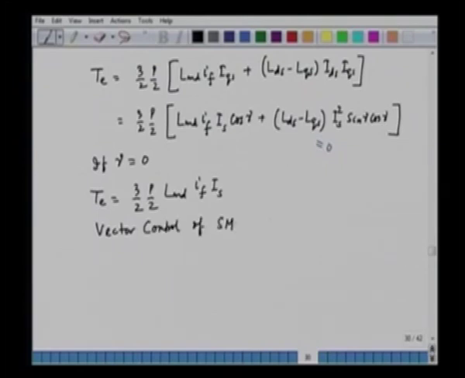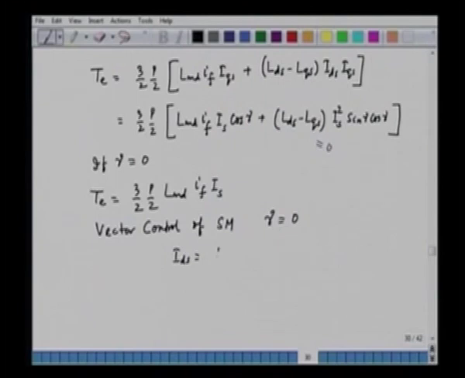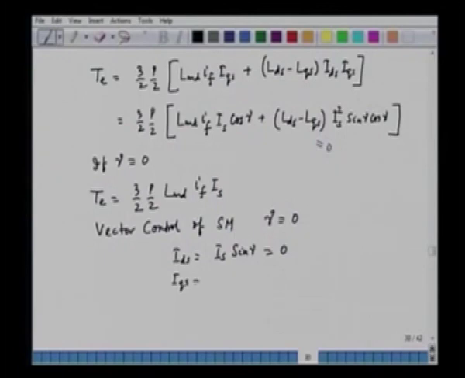Of synchronous motor. So if gamma equal to 0, what are the two components of currents? We know that IDS is equal to IS into sin gamma, that becomes equal to 0. So if gamma equal to 0, IDS vanishes. What about IQS? IQS is equal to IS into cos gamma, that is equal to IS, same as the stator current. So, in case of a vector controlled synchronous motor, IDS does not exist, IDS equal to 0, and the torque is controlled by controlling IQS.